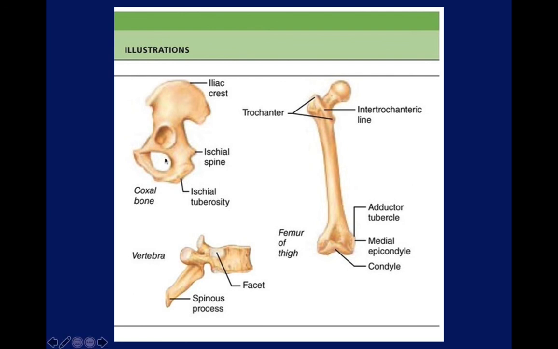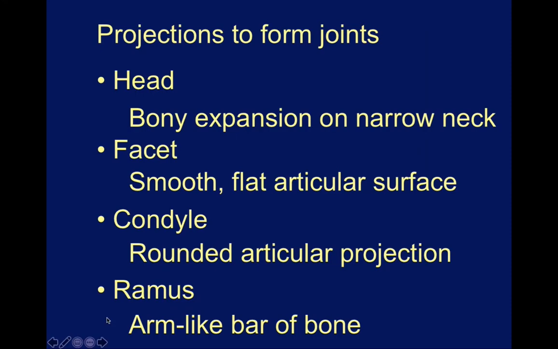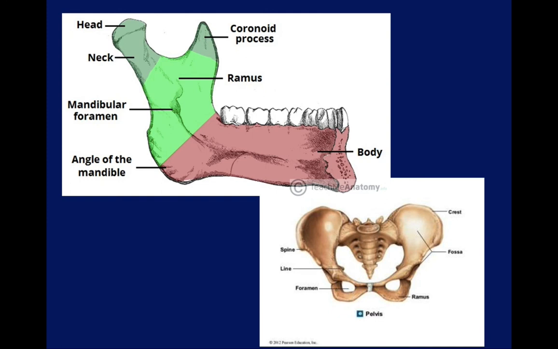The coxal bone has a very large facet that's known as the acetabulum. This is given its own name, but it is in fact a flat, smooth articular surface, so we would classify this structure as a facet. This in particular is where the head of the femur will articulate with the coxal bone. Our last projection for joint formation is referred to as a ramus. A ramus can be described as an arm-like bar of a bone. In particular, we'll see a ramus down here and also up here on this bone known as the mandible.